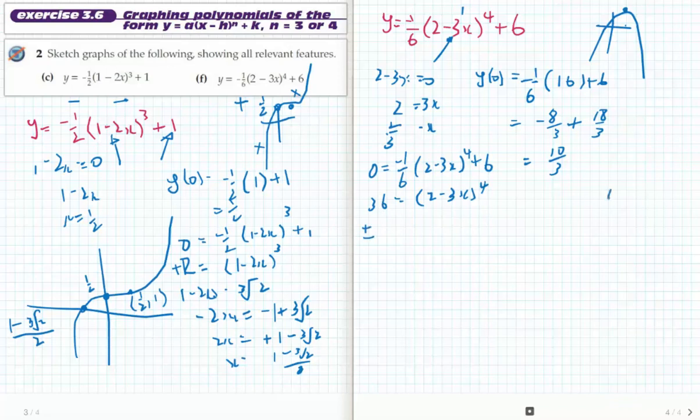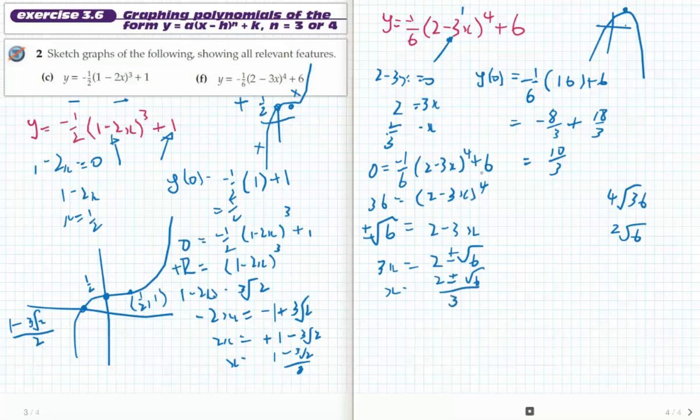If I take the fourth root of 36, that's like taking the square root of 6. So it's the square root of 6 equals 2 minus 3x. Move the 3x over. 2 minus or plus the square root of 6. Therefore, x equals 2 plus or minus the square root of 6 all over 3. Now I'm ready to draw.